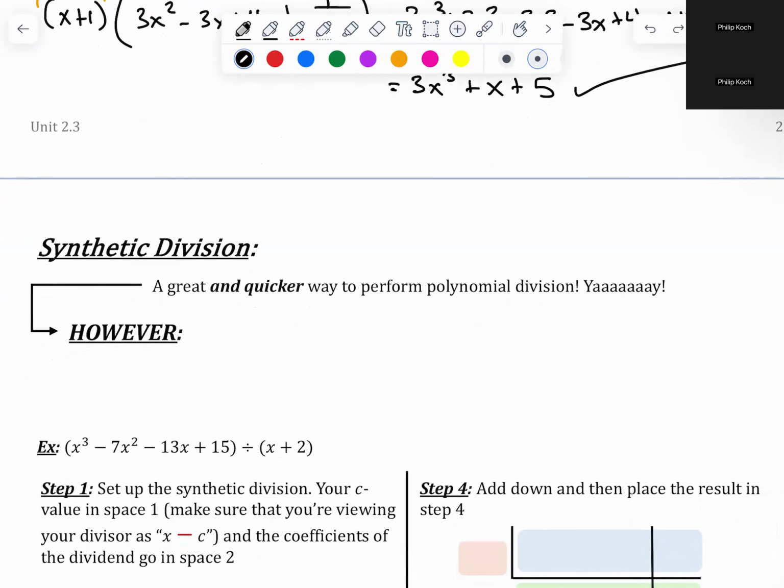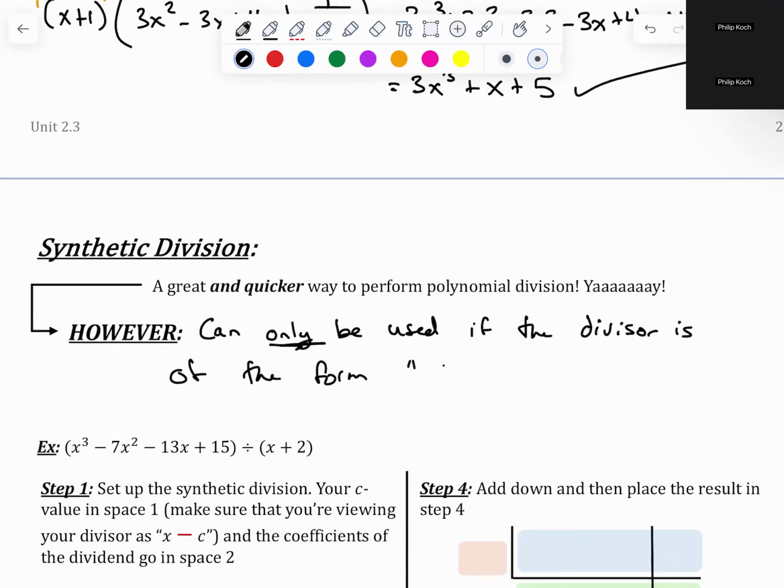There is a great and quicker way to perform polynomial division. However, there is one big but statement. This can only be used if the divisor is of the form x minus c.